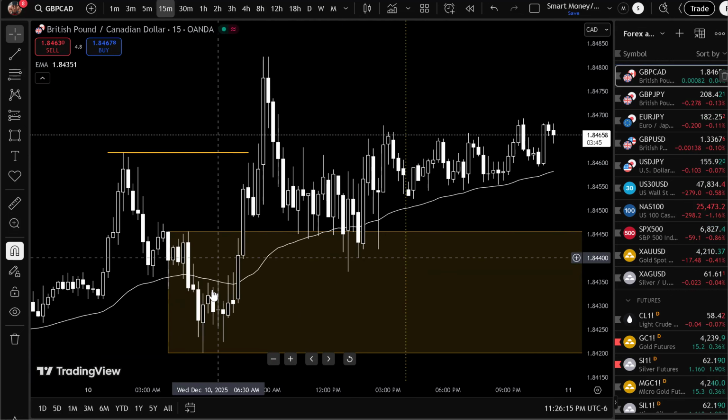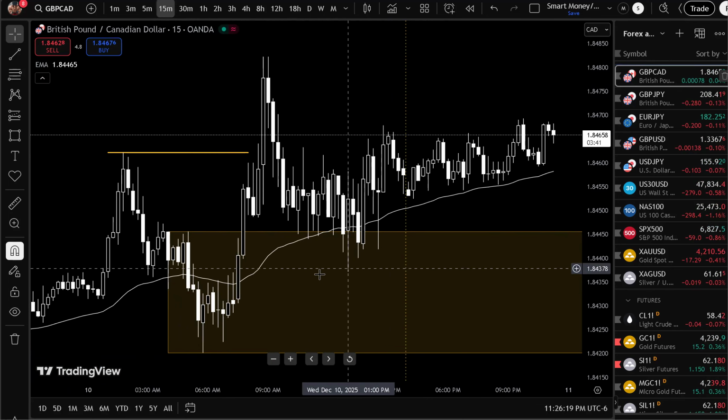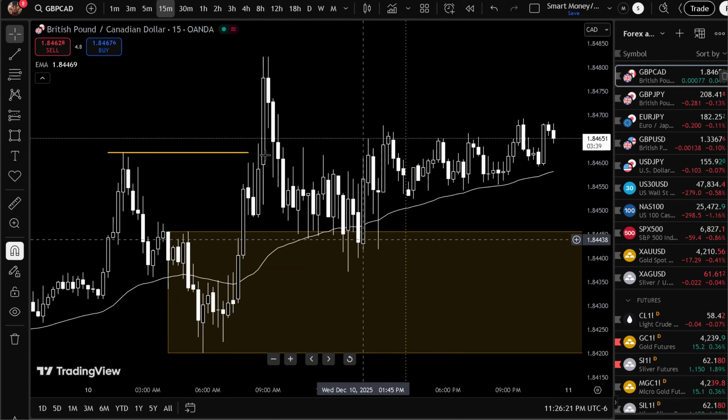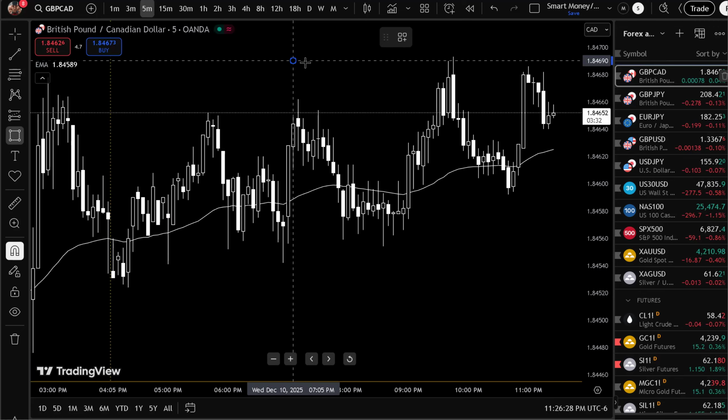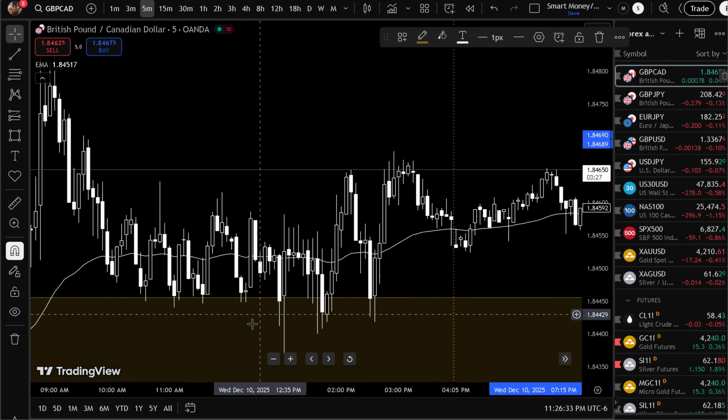Although we got indication and correction where we wanted it, let's see, they might have an entry. They didn't even give you an entry in this area. Let's see, 5 minute. This was the low point here.